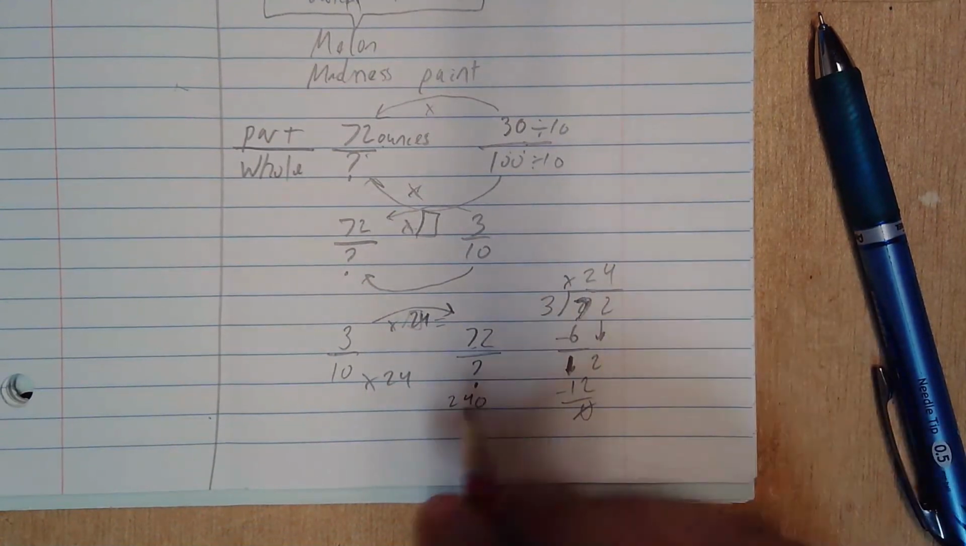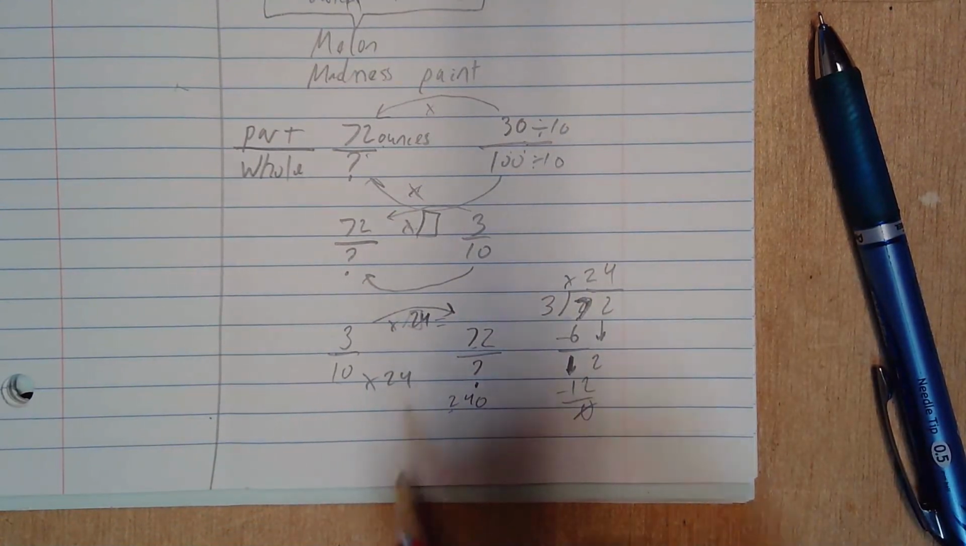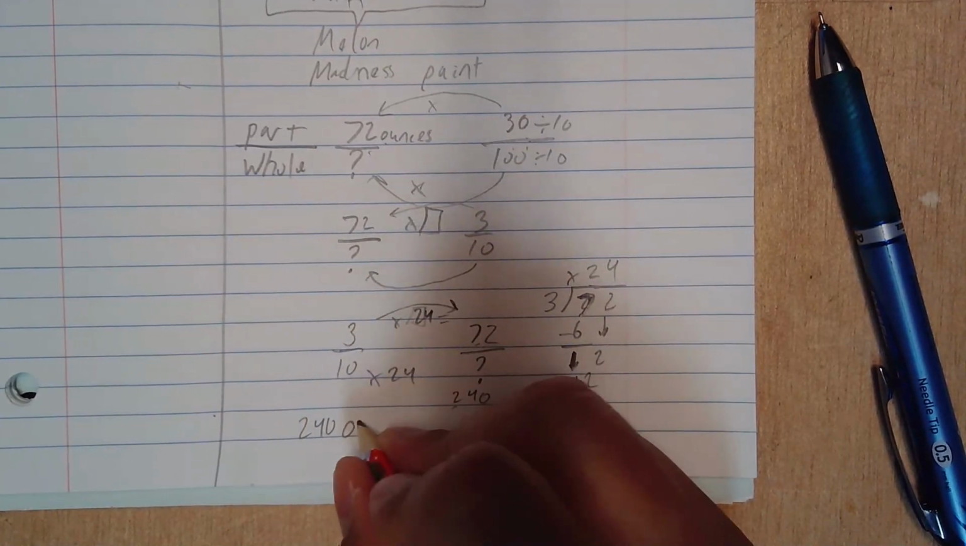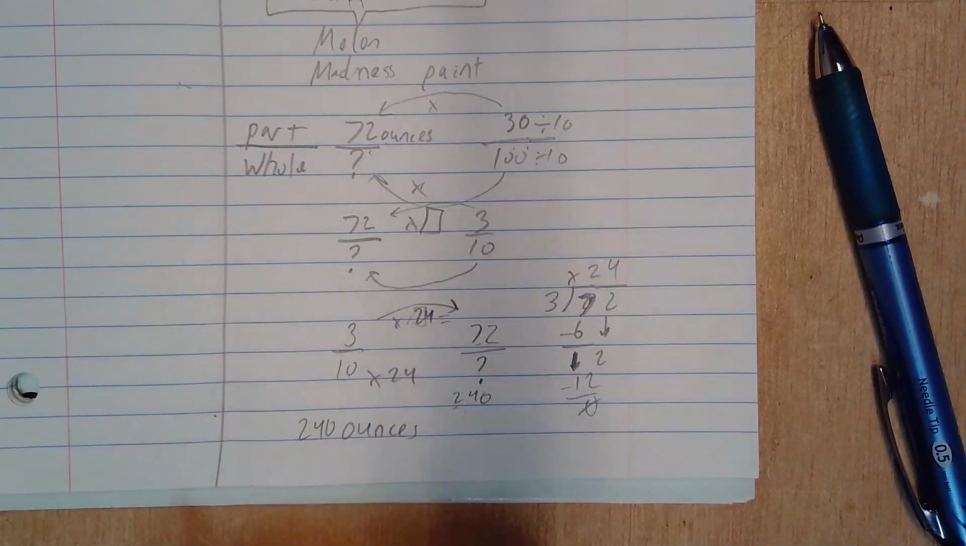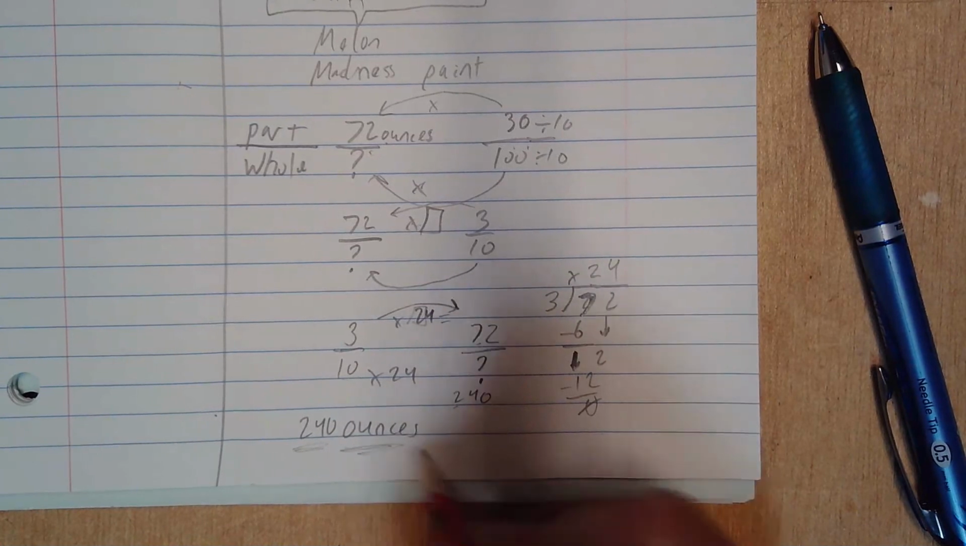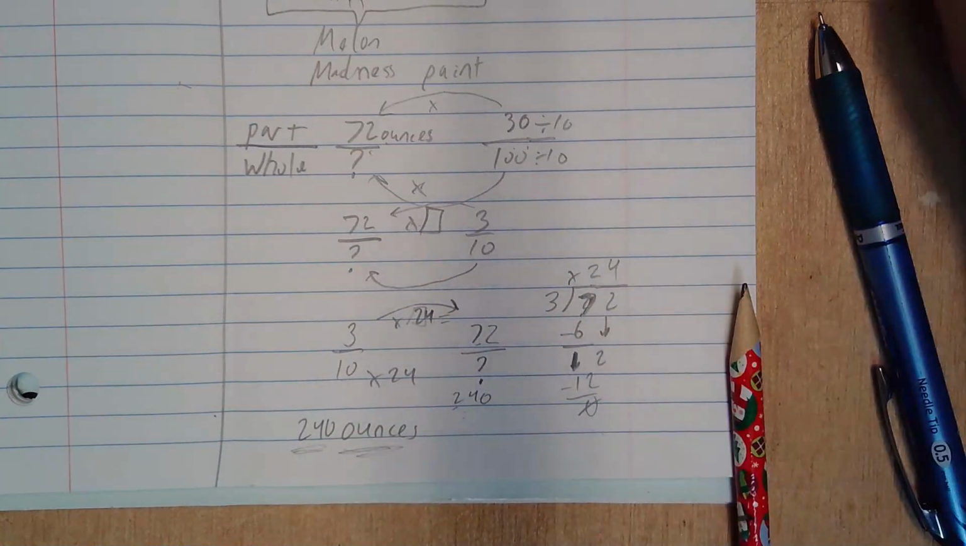You can do that in your head, or verify if you don't believe me. But let me remind you, the answer is not just 240. It's 240 ounces because the question is asking, let me read it again to make sure: How many ounces of Melon Madness did he make in the last batch? He made 240 ounces. And that's the extra practice.